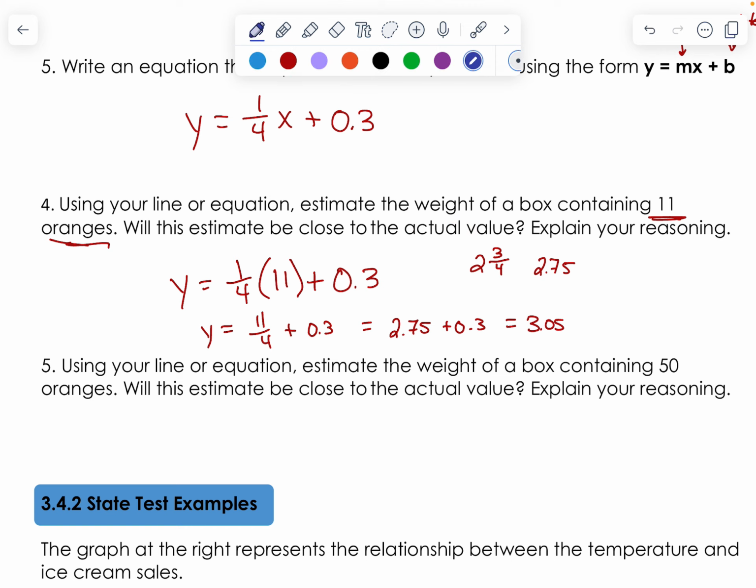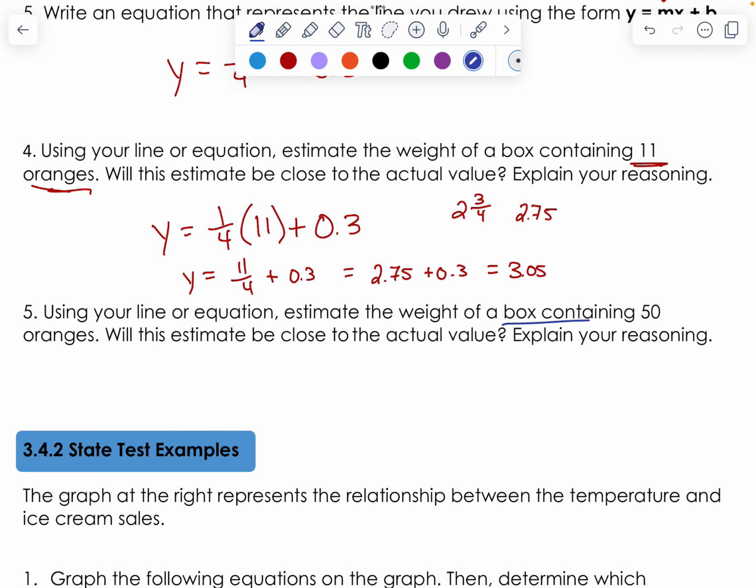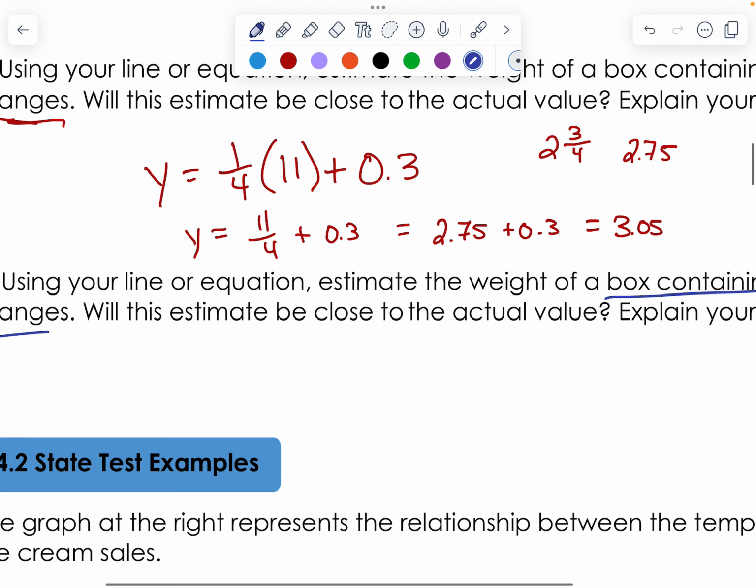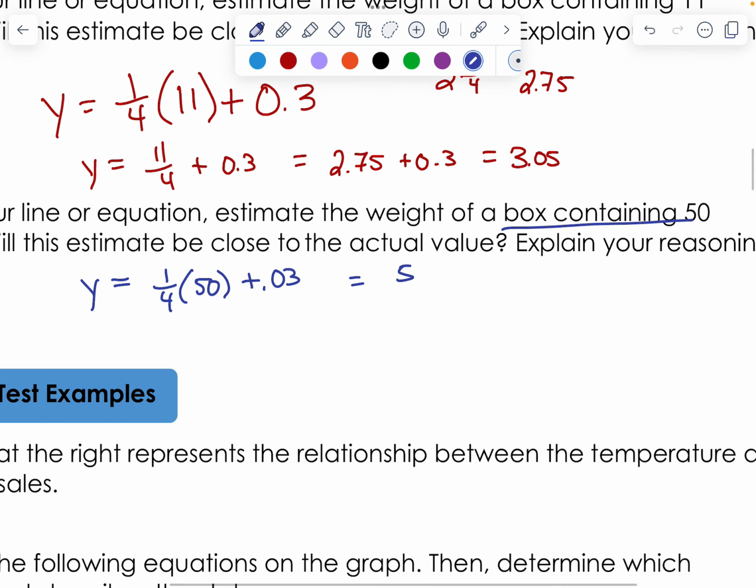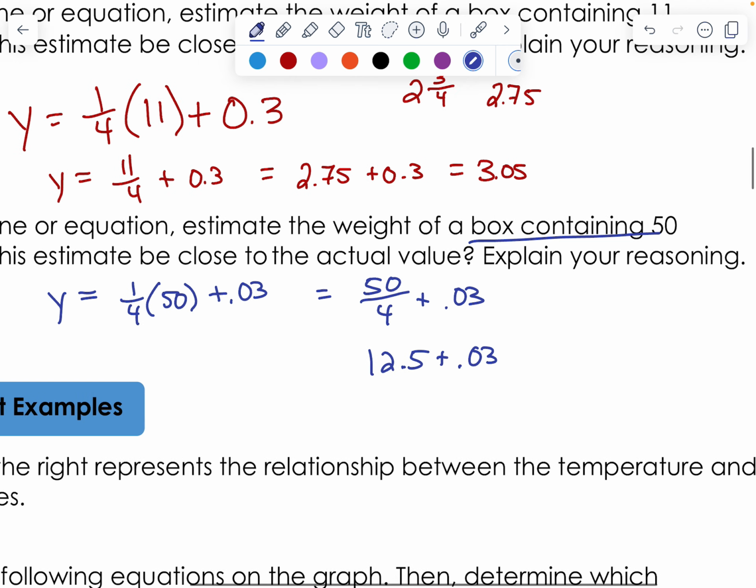All right, continuing here. Using your line or equation, estimate the weight of a box containing 50 oranges. Okay, so now we write this out. 1 over 4 times 50 plus 0.03, which we know would be 50 over 4 plus 0.03. And we're just substituting 50 oranges because, again, it's the x. And so now 50 divided by 4, let's see, is 12.5. You could use your calculator for this if you wanted to. Oh my gosh, I'm using 0.03.